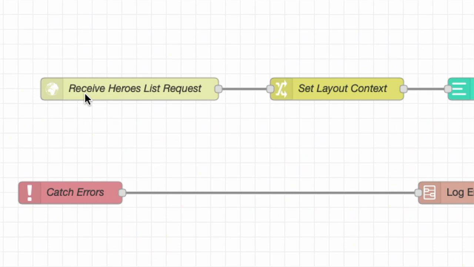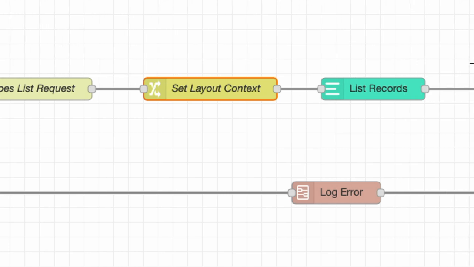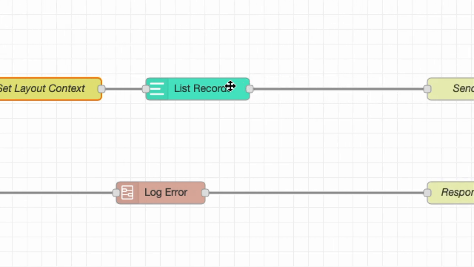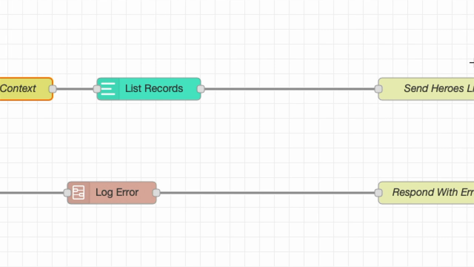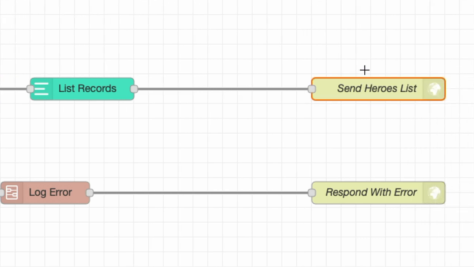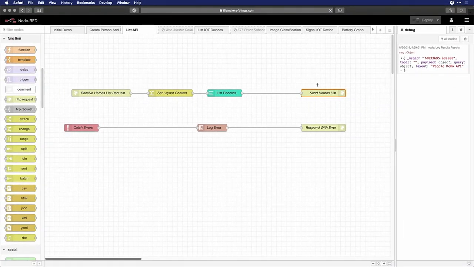Notice that my flow is aligned with the process of listing records. My first node receives the request. The second node sets the layout context. The third node retrieves the records using the context. And the final node sends the records to the requester. The ease and speed of constructing this endpoint didn't come from some advanced new technology, but rather the reduction of unnecessary code scaffolding and the focus on the process.